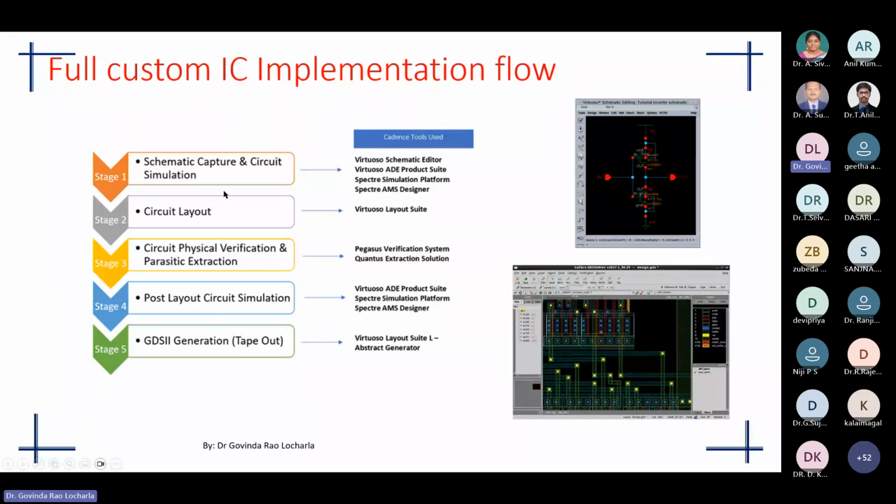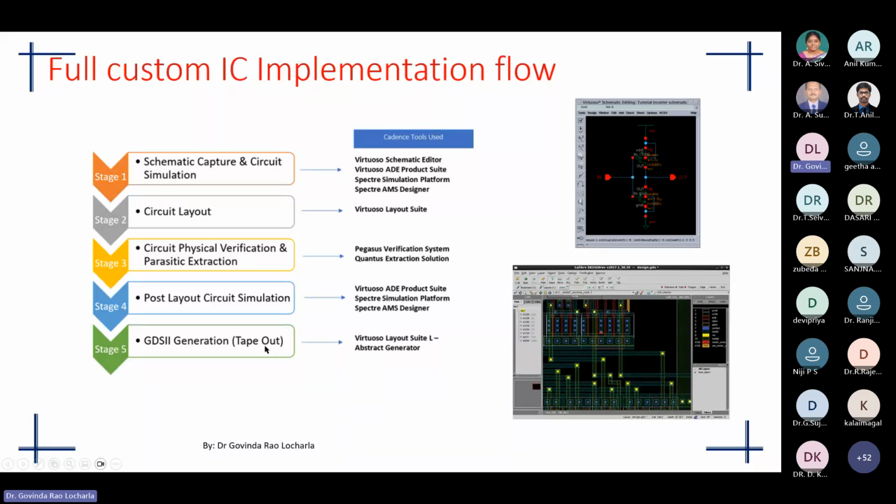Then that will be converted into the layout. We'll see what the layout is, and on the right hand side you can see how it looks. Then we have to do the physical verification and the parasitic extraction. We'll understand in the forthcoming slides why you have to do this. And then post-layout simulations. Finally, that circuit in the form of a GDS file will be shared with the fab.